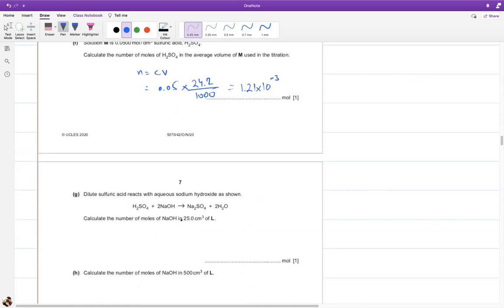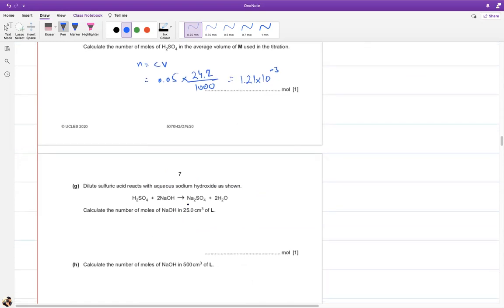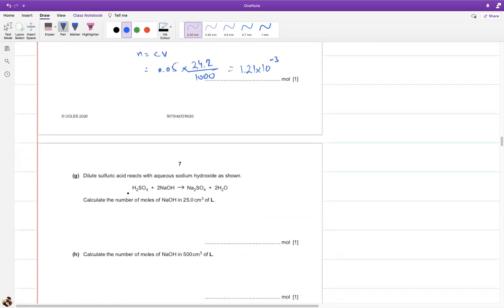Okay, so this much of acid has been used. So how much of sodium hydroxide must have been used? Notice this. One of this uses 2 of that. So 1 uses 2. So 1.21 into 10 power minus 3 uses X, which comes out to be 2.42 into 10 power minus 3 moles. So that's the moles of sodium hydroxide that we have.